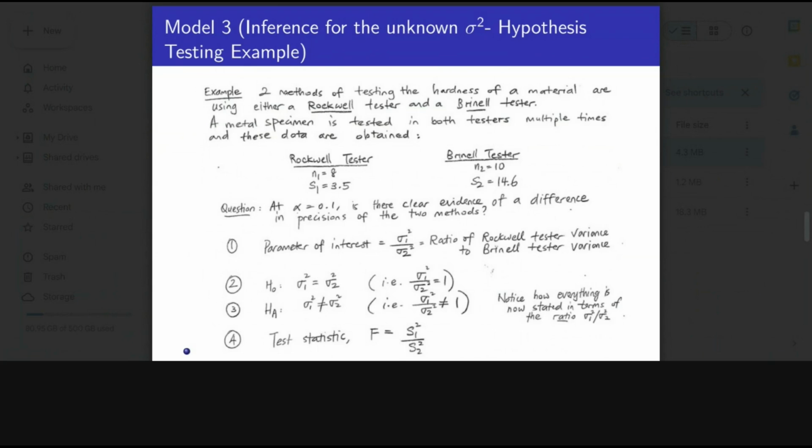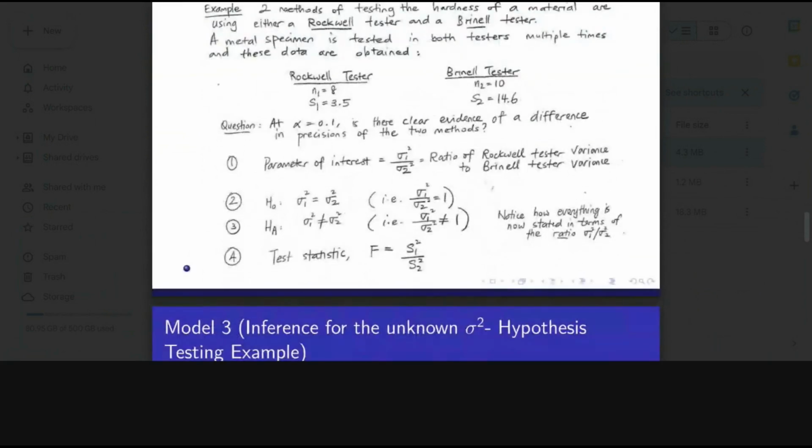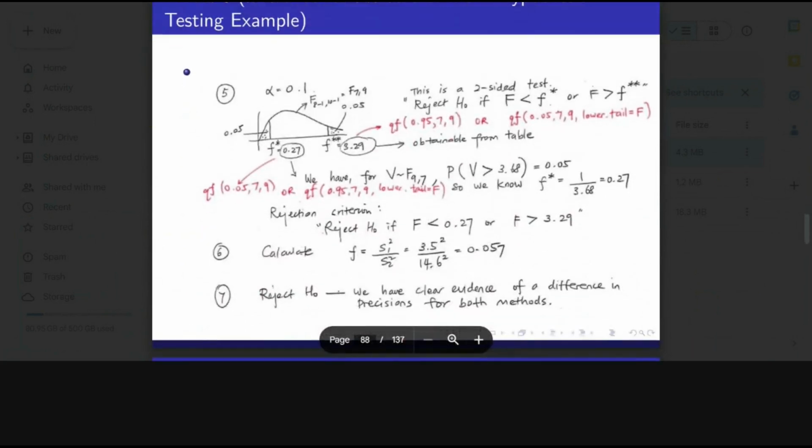So remember, the test is, are these two populations having the same variance or not? Or are they different? So this is a two-sided test. Okay. The test statistic is the ratio of the two sample standard deviations, like that. Okay, so here comes the calculation.